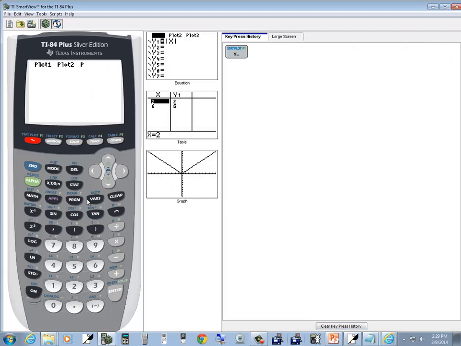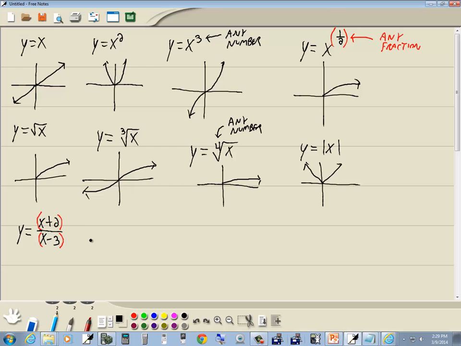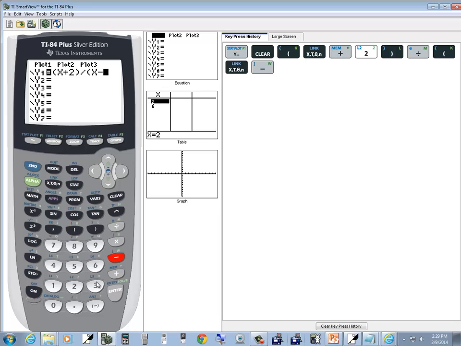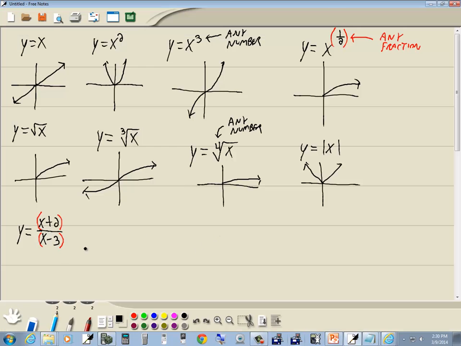Other than that, we type it in exactly as we see it. So press my y equals, clear, beginning parentheses, x plus 2, closing parentheses, divided by, beginning parentheses, x minus 3, closing parentheses, and notice how it's scrolling. If I wanted to go back over to the left, I just need to use my left arrow key to scroll back over. You don't have to scroll clear to there; I'm just showing how you can scroll back. And then you press graph. And this will give you your graph.